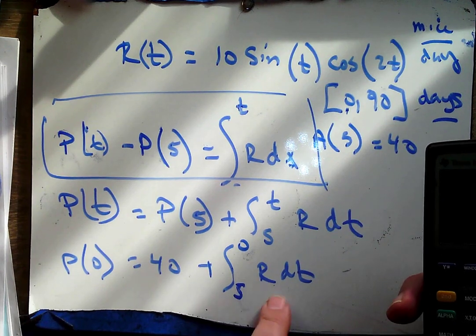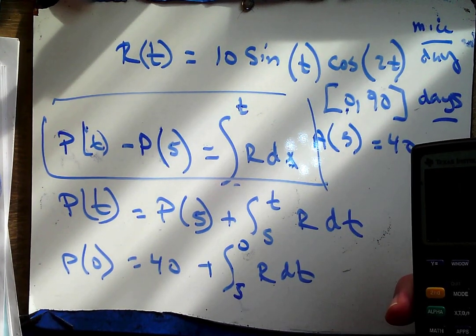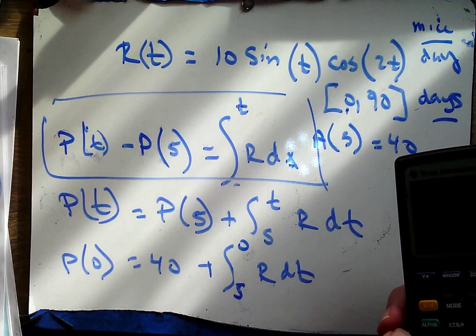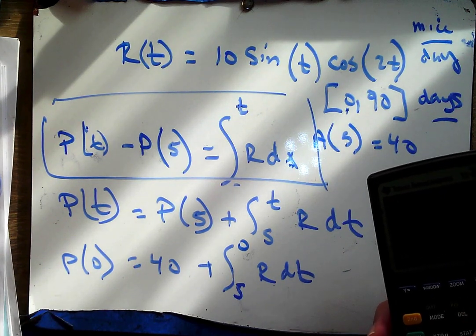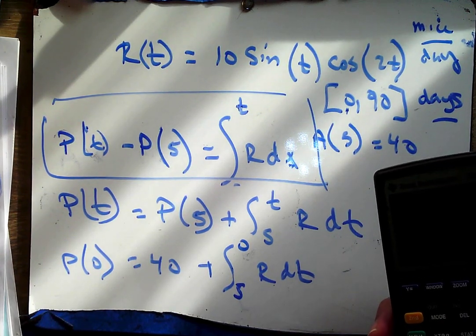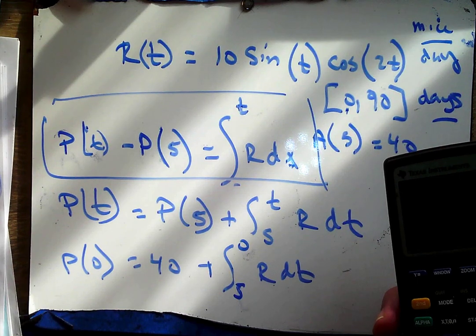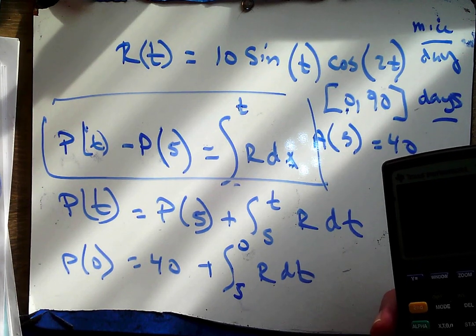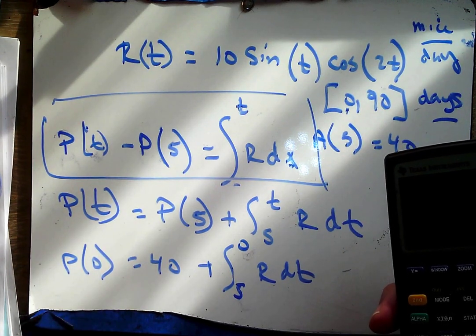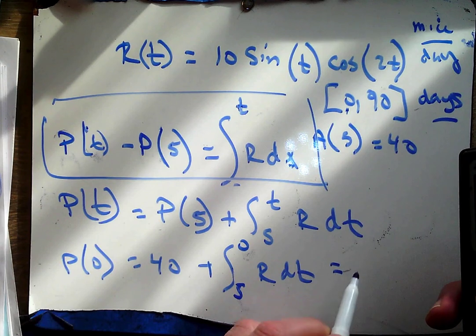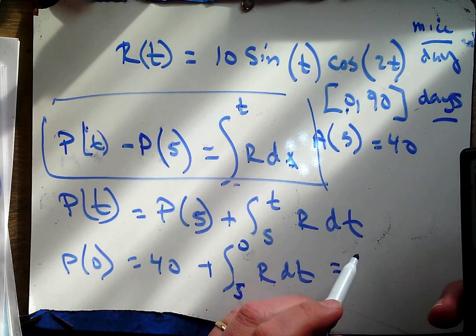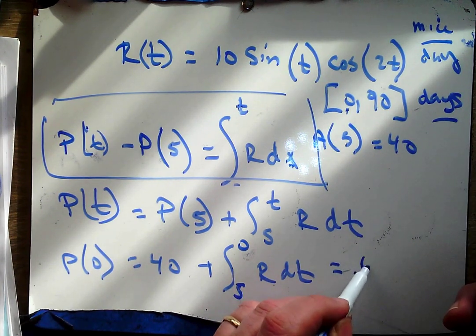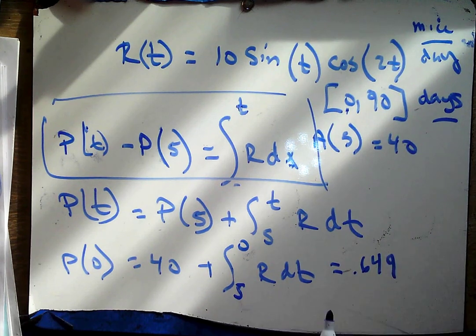We want to integrate that y1 function, not x min. We want to integrate function y1 in terms of x from 5 to 0. Okay, and don't forget to add. So that's going to be 0.649.